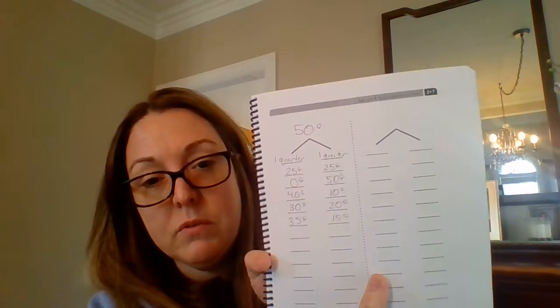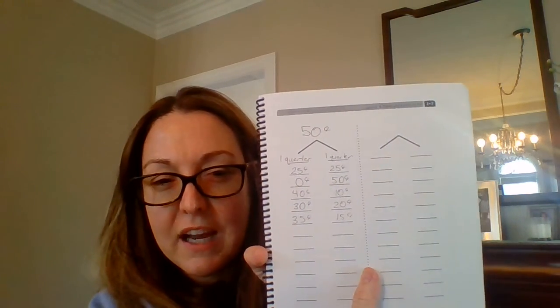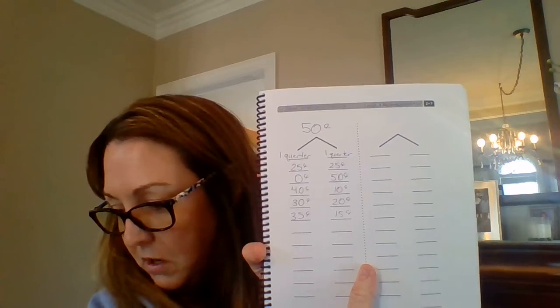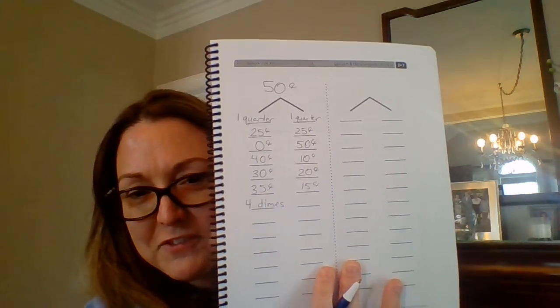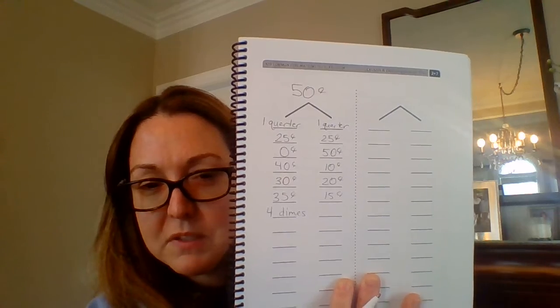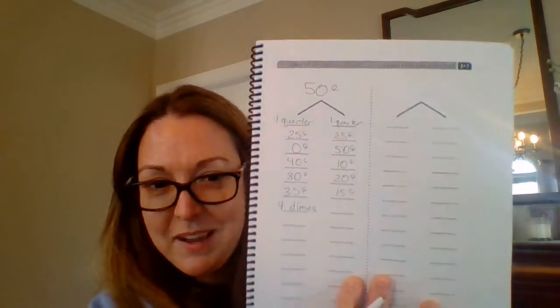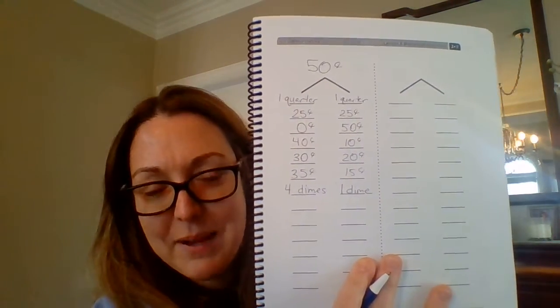What if I thought about a number of coins again, kind of like where I did 1 quarter and 1 quarter? What if I did 4 dimes? And then how many more dimes would I need to be 50 cents? 4 dimes, 1 more dime. That's correct. So 4 dimes, 1 dime.